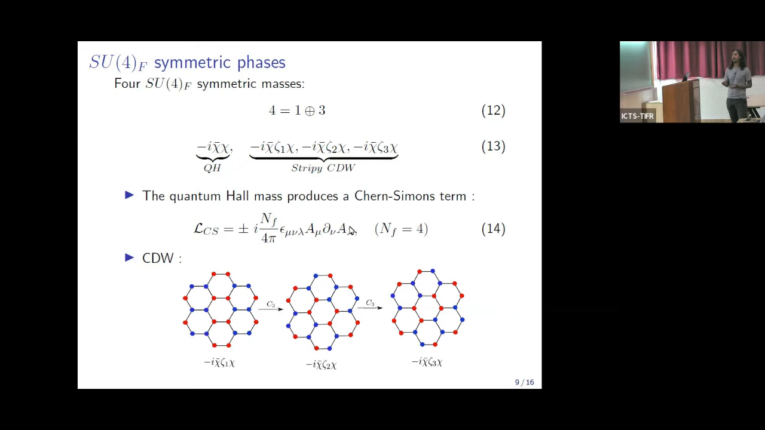And the rest, the 3 bilinears, which are again symmetric under SU4, form another phase, which is a density wave and has a stripy order. These 3 bilinears correspond to the 3 stripy patterns on the honeycomb lattice. At this point, I would like to compare with the theory of graphene.